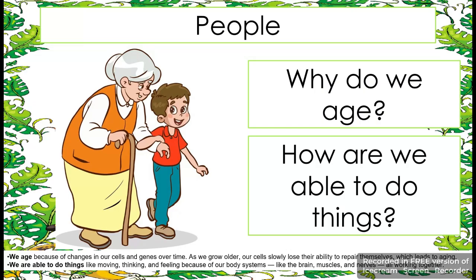People. Why do we age? How are we able to do things? We age because of the changes in our cells and genes over time. As we grow older, our cells slowly lose their ability to repair themselves, which leads to aging. We are able to do things like moving, thinking, and feeling because of our body systems, like the brain, muscles, and nerves all working together.